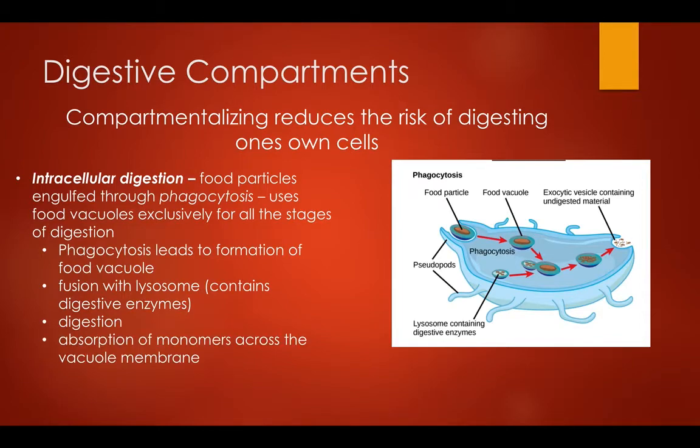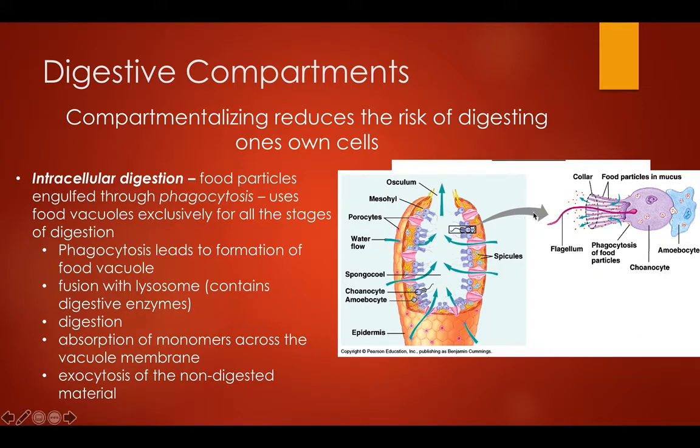Absorption of the monomers across the vacuole membrane. So the vacuole membrane, which means the membrane surrounding the vacuole, so that's this barrier. So absorption is going to happen across that vacuole membrane. So the energy from that food particle is going to be passed between that membrane. Exocytosis, so that's exiting the cell, of the non-digested material. So this is the waste product.